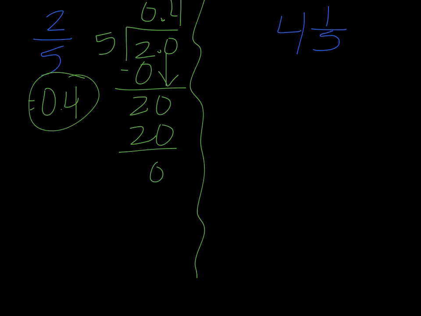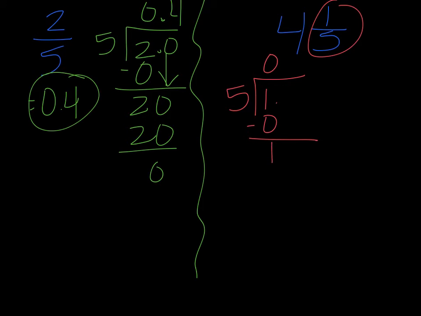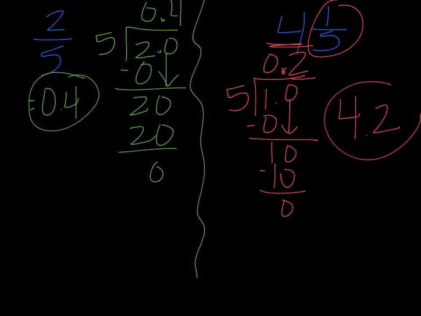To solve 4 1/5, remember we're going to look at only the fraction first, so we're going to do 1 divided by 5. 5 goes into 1 0 times. So we add a decimal, bring down a 0. 5 goes into 10 2 times. 2 times 5 is 10. We don't have a remainder. And then we have this 4. So 4 and 1/5 equals 4.2 as a decimal.